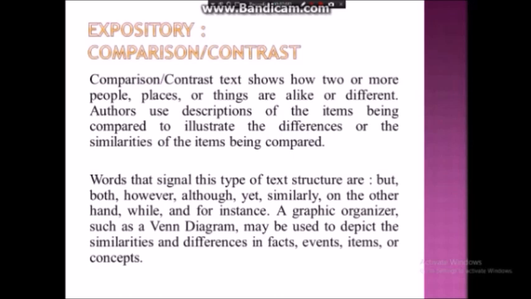Comparison contrast text shows how two or more people, places, or things are alike or different. The writers use descriptions of the items being compared to illustrate the differences or the similarities of the items being compared. The transition signals for comparison and contrast are but, both, however, although, yet, similarly, on the other hand, while, and for instance. A Venn diagram can be used to depict the similarities and the differences in facts, events, items, or concepts.